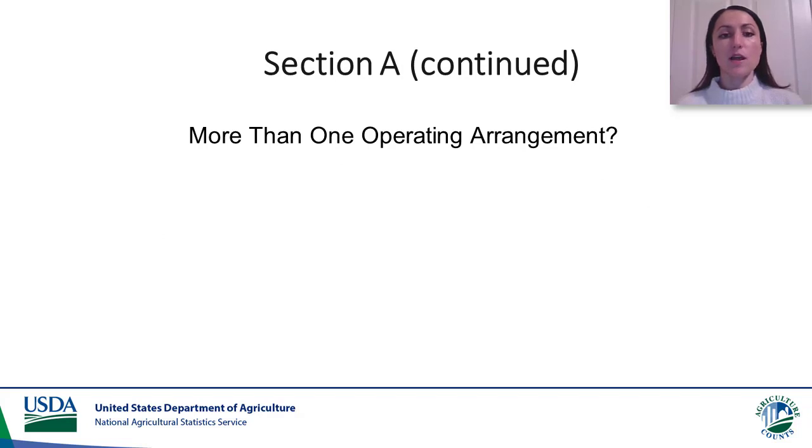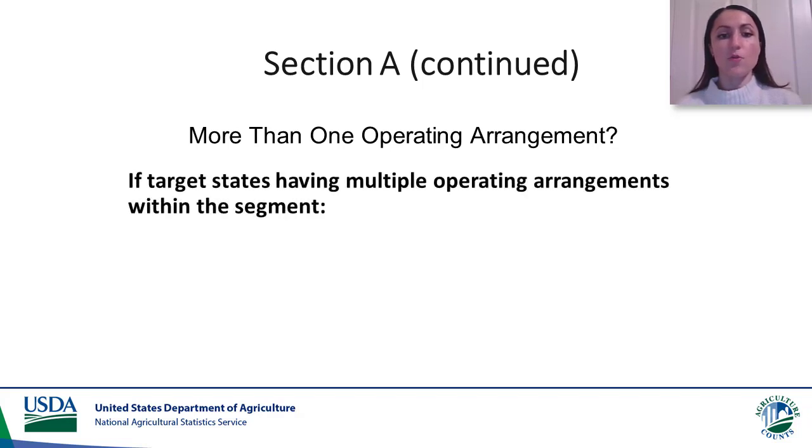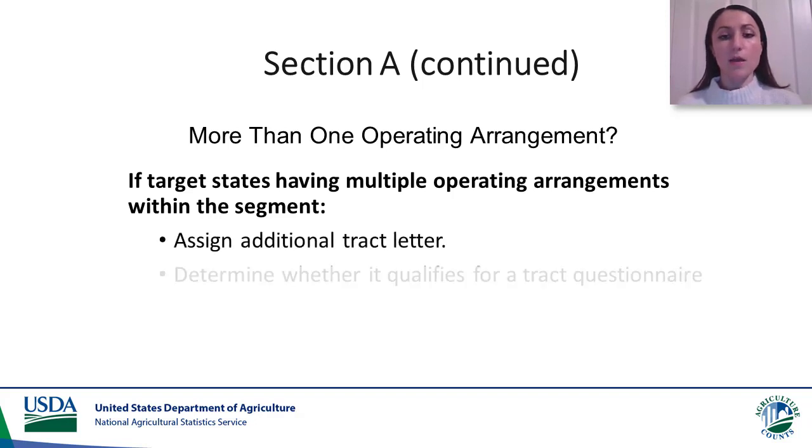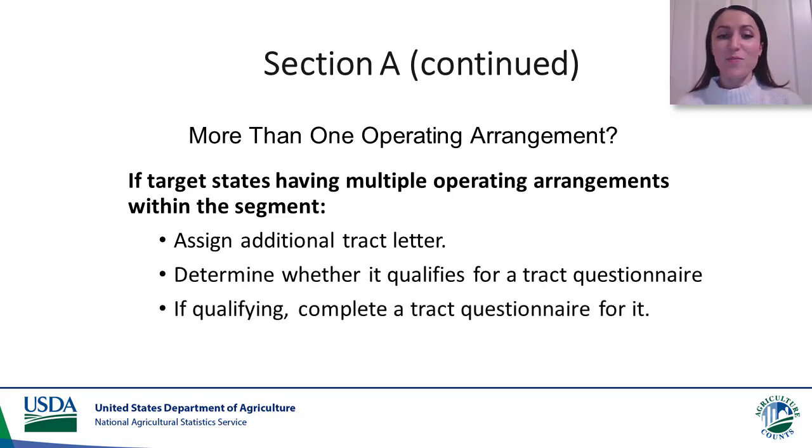If you find out in section A that there's more than one operating arrangement associated with the target operator, that means we will have to have more than one tract associated with the person. For example, the target operator has both an individual operation and is involved in a separate operation in partnership with someone else. A tract is by definition a unique operating arrangement. Therefore, for each additional operating arrangement you find, you assign an additional tract letter on the screening form and in CAPI, then determine whether this added tract qualifies for a tract questionnaire, and if so, please complete a tract questionnaire for it. Do not combine all operating arrangements into a single tract.